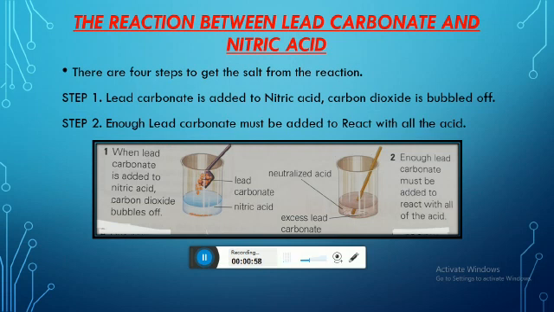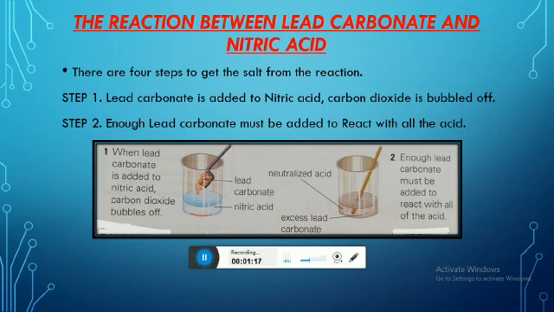There are actually 4 steps through which we can get a salt from the reaction between lead carbonate and nitric acid. So here we are using nitric acid. In the first step, look at the figure.